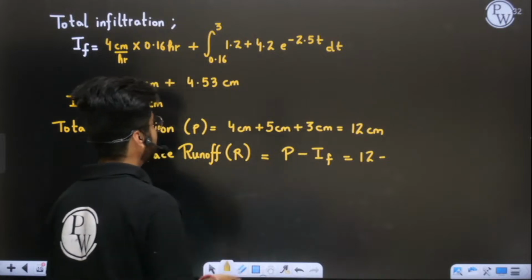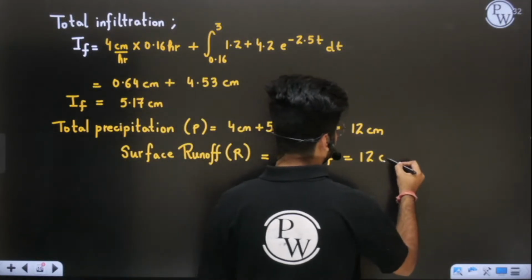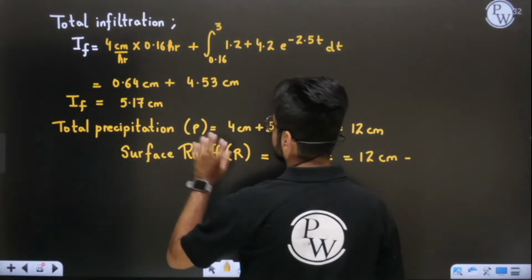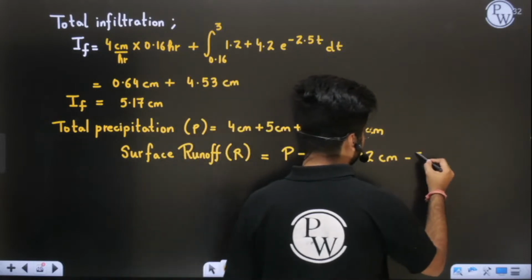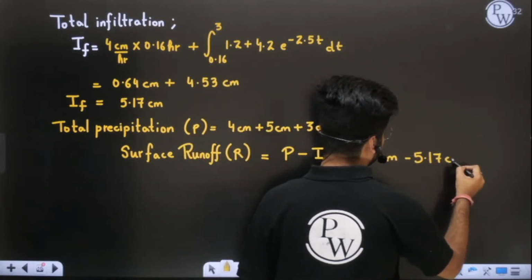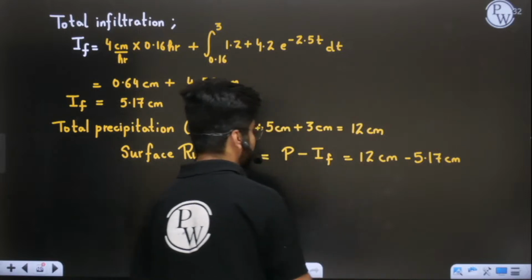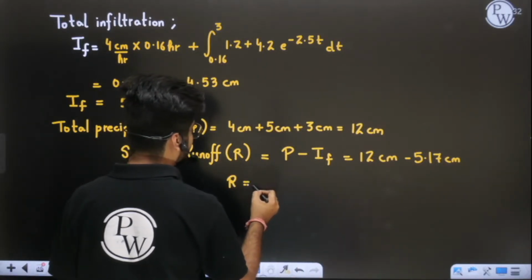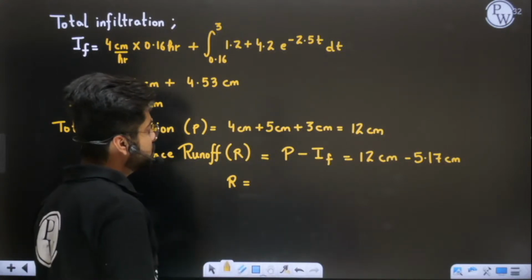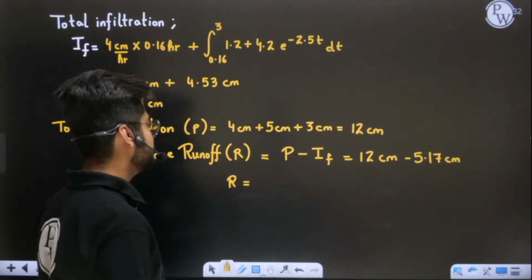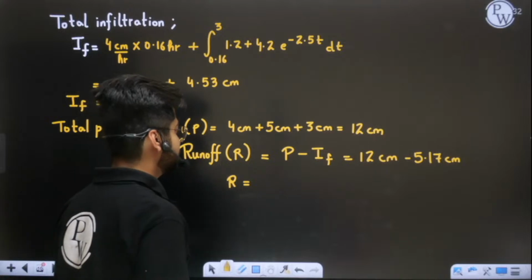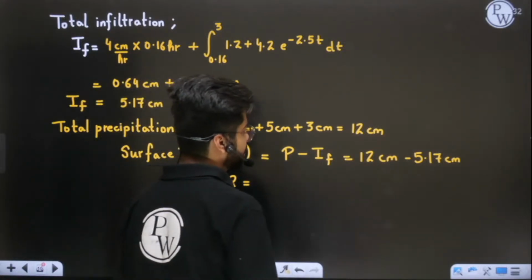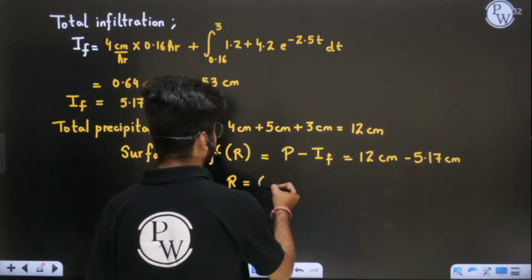Total precipitation is 12 centimeter. Total infiltration which has occurred in this 3 hours is 5.1 centimeter. So tell me the value of runoff. Everyone, how much runoff is there? Tell me how much runoff we are getting. Subtract this. This will be 6.83. Yes, this is 6.83.